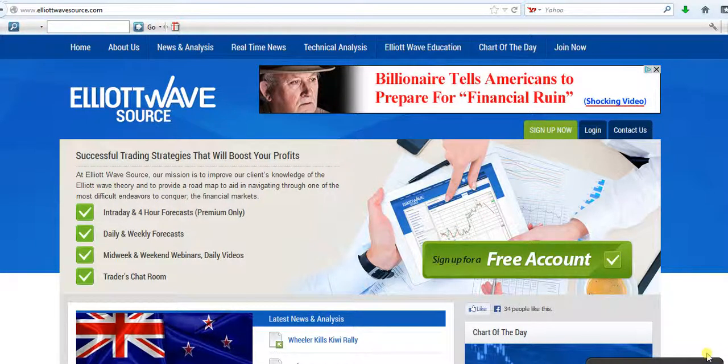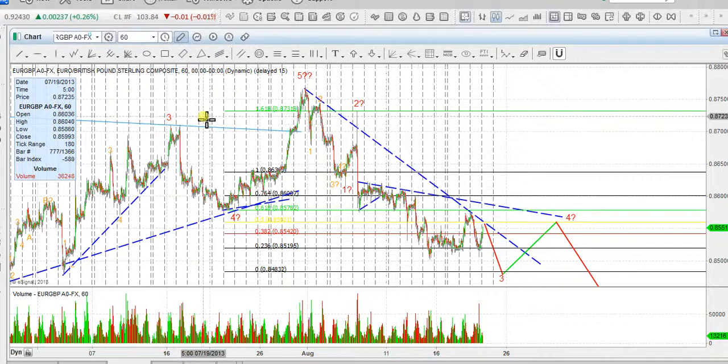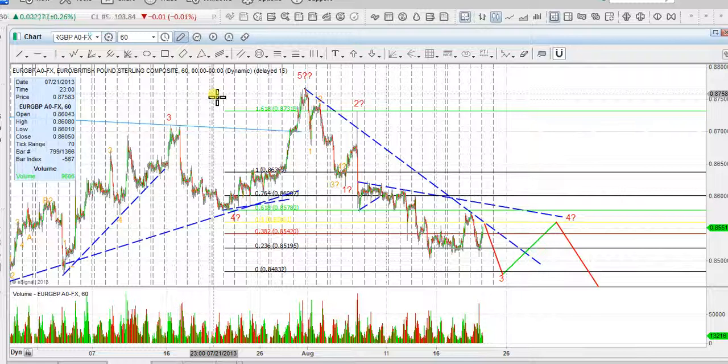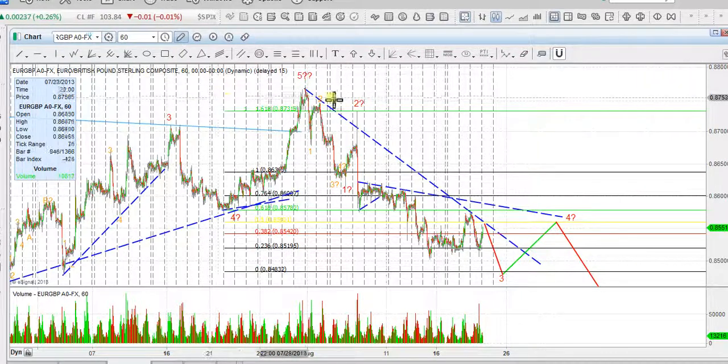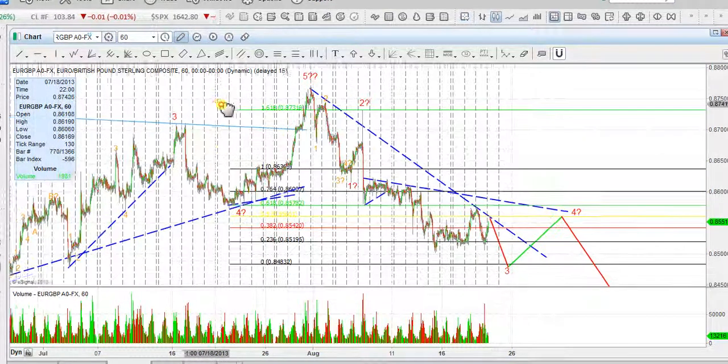Today is August 21st, 2013, and today I will cover a couple of key pairs going into the day: the Euro Pound, touch on the Aussie Dollar, and the Pound Swiss. Let's start out with the Euro Pound, a pair I have been tracking for some time now. Let's just give the overall view.